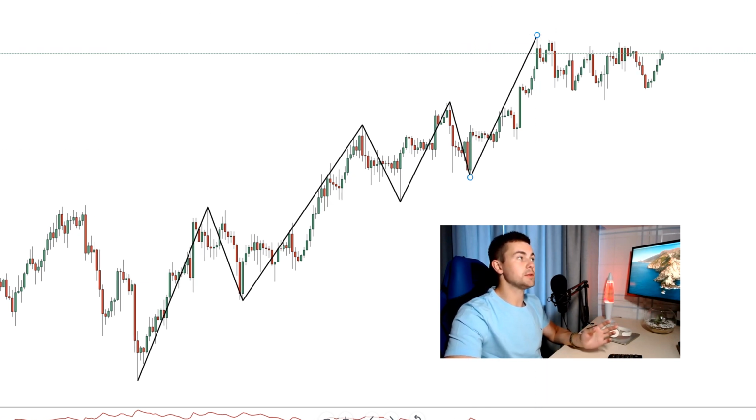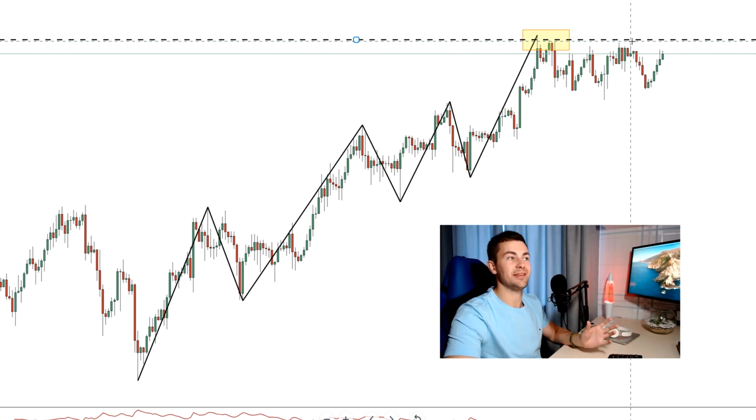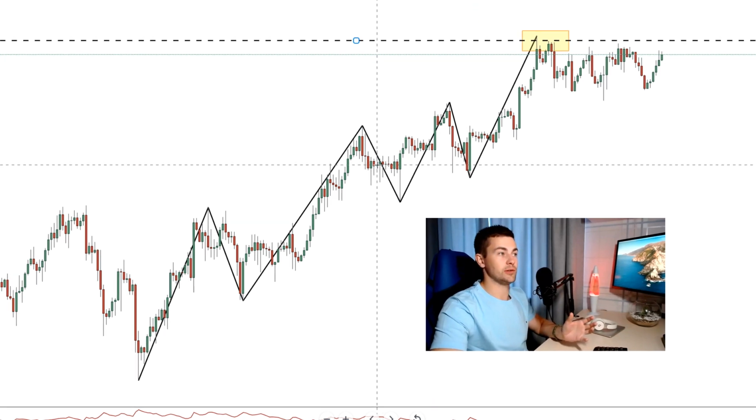And now you can see this is our last structure high. The market reached that last structure high, and for now it can't go above that. It is trading just below this high. So why do we need this price action analysis?